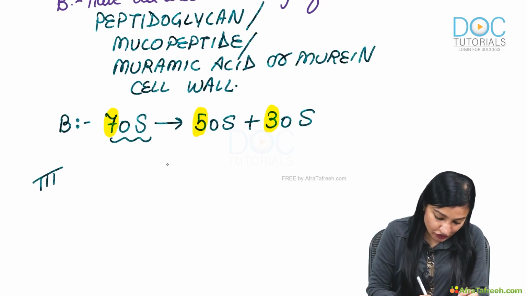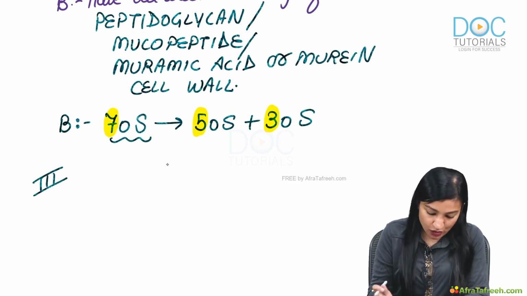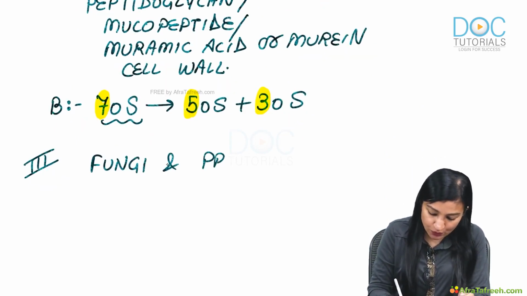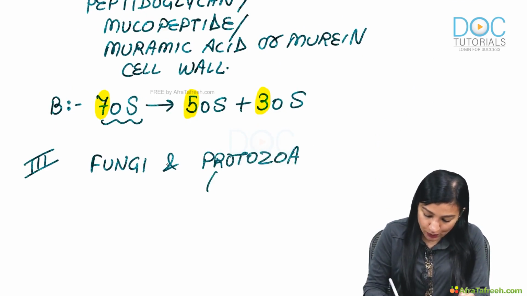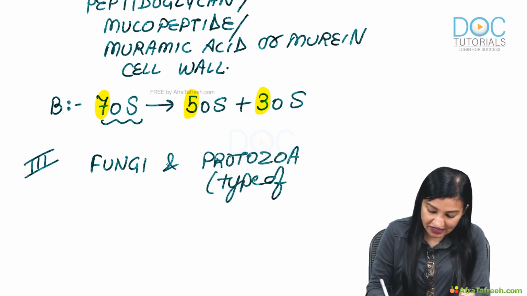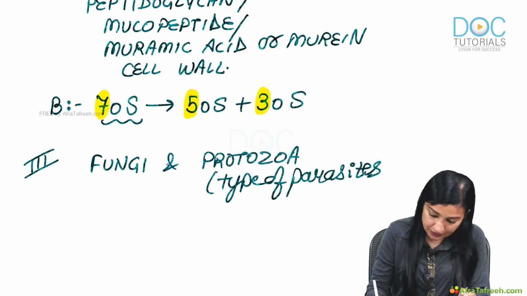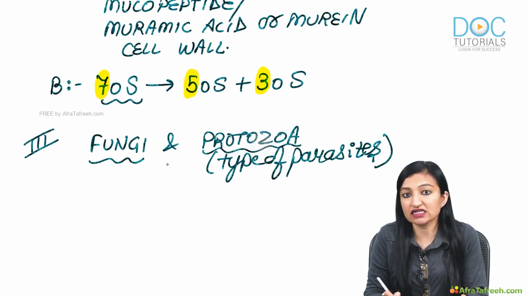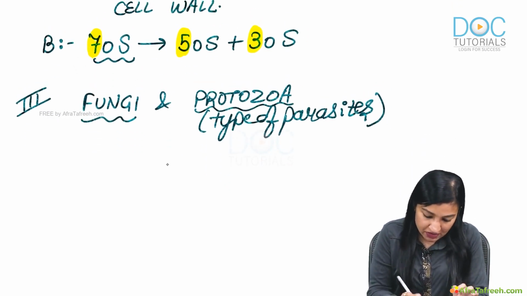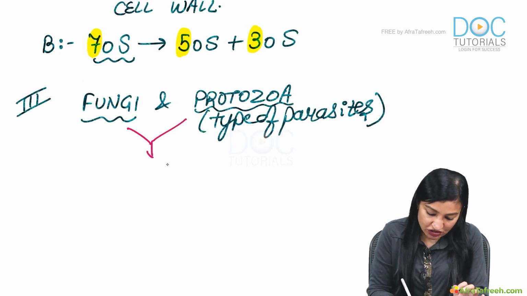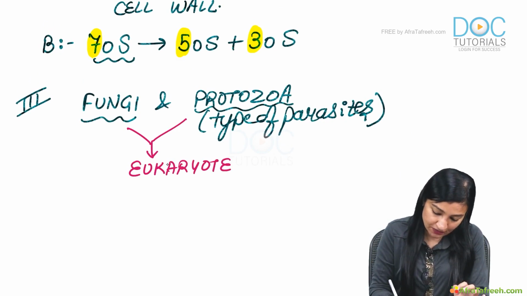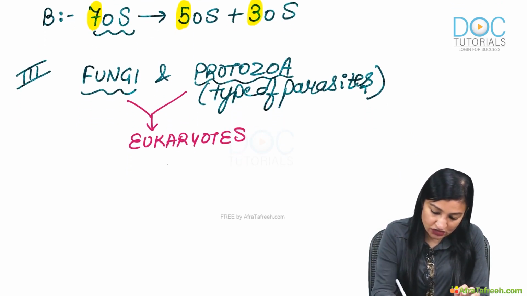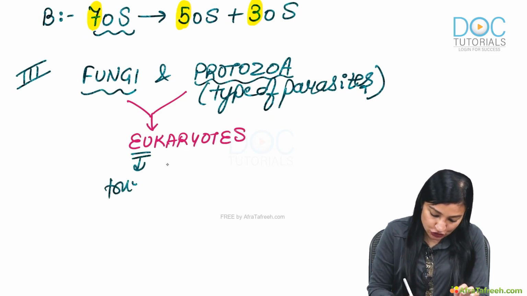Now the third kind of villains which you need to be aware about are fungi and protozoa. Protozoa are a type of parasites. I am clubbing them together, fungi and protozoa, in category number 3. Remember, the very first feature which you need to know about these is that they are eukaryotes. Eu means true and karyon means nucleus.